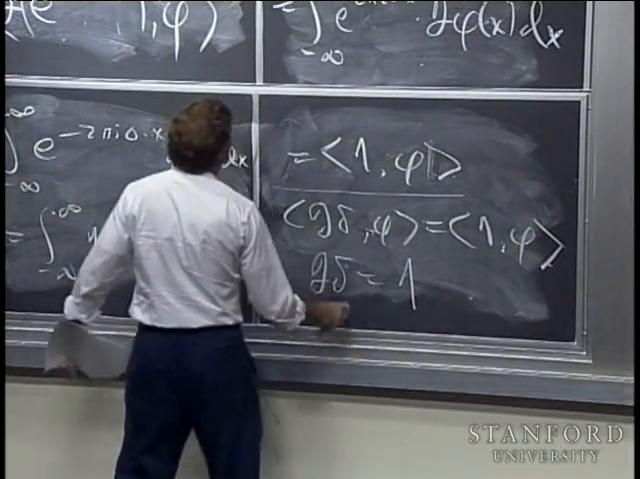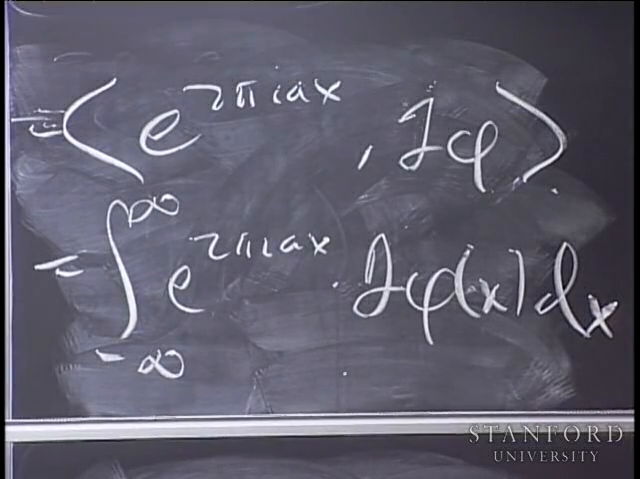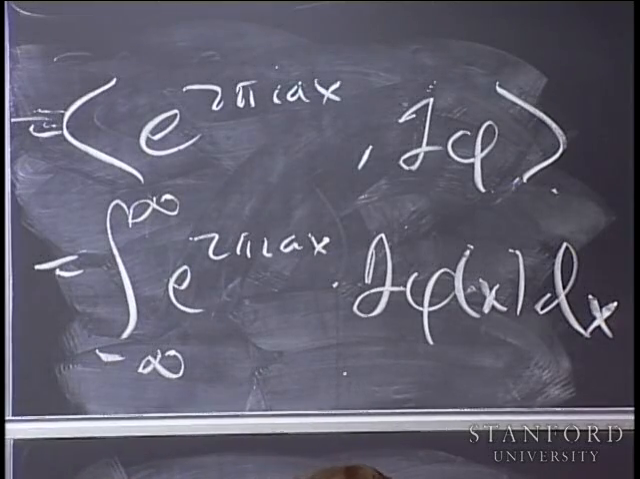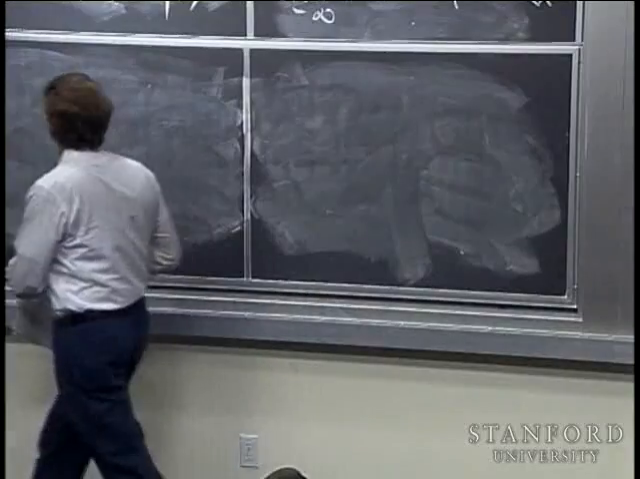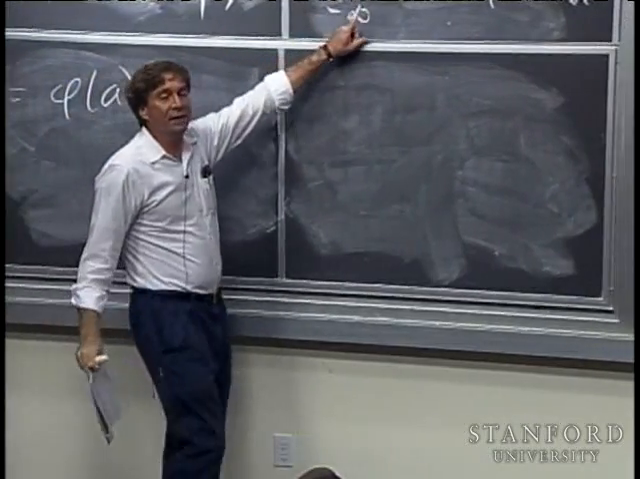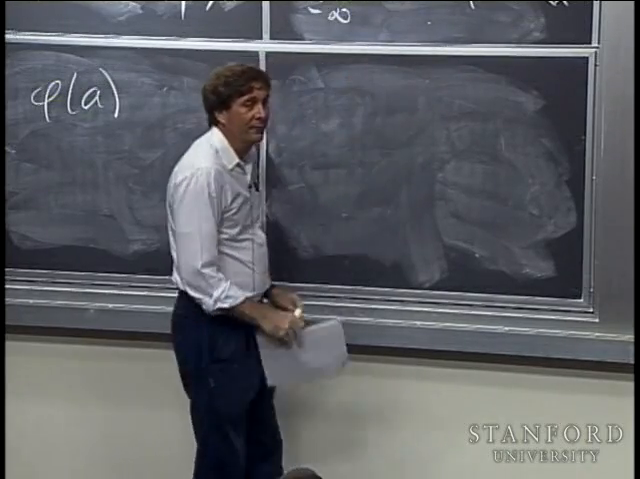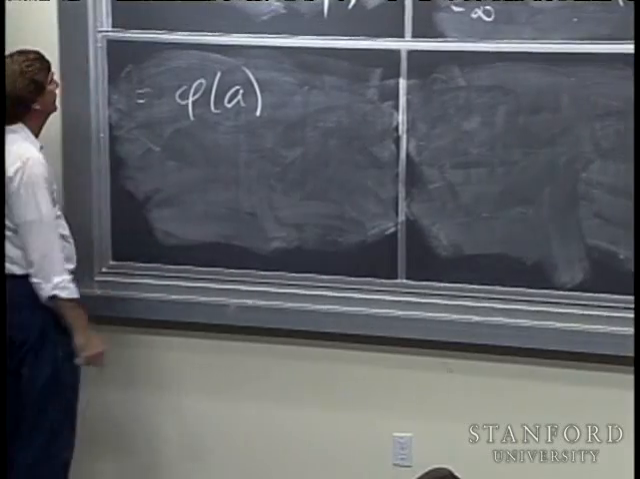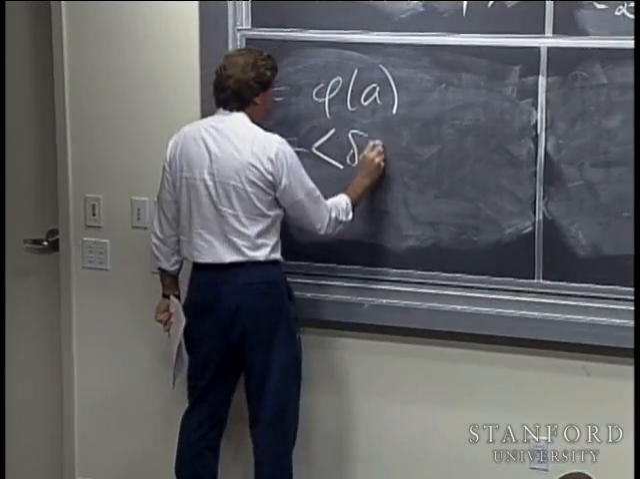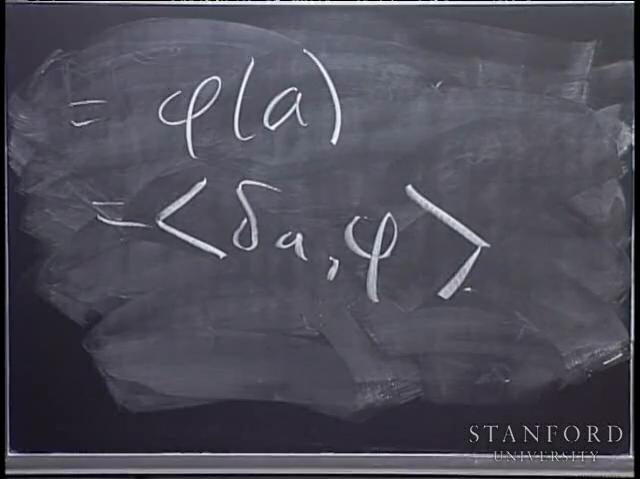You are computing there the inverse Fourier transform evaluated at a. This is phi of a, because this is the classical inverse Fourier transform of the Fourier transform at a. So it is phi of a. But phi of a is the delta function at a paired with phi, if you use your new eyes.